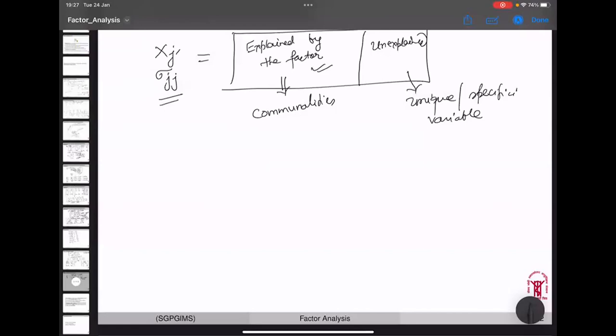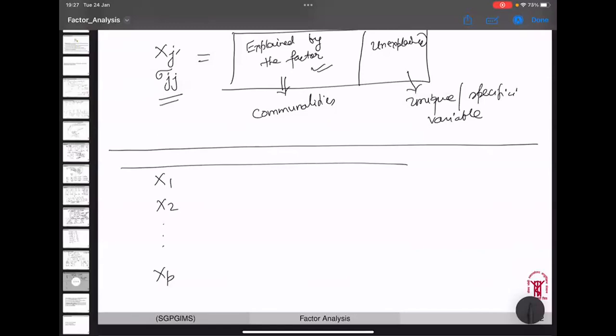So what I have discussed up to now is that you have got some observable variables, and with the help of these you are trying to measure the unobservable quantities, and you have said that these are the factor loadings.